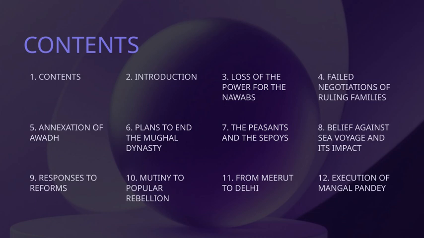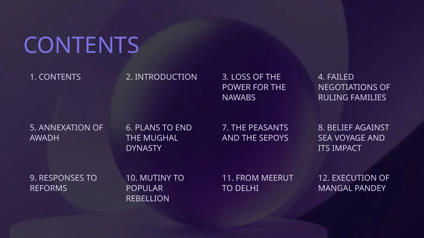The slide also covers the responses to reforms, showing how different groups reacted to the changing policies. We will explore the relationship between peasants and sepoys, emphasizing the social and military aspects of the unrest. From there, we move to the transition from mutiny to a broader popular rebellion, marking a turning point in the resistance against colonial rule. The section on belief against sea voyages and its impact highlights cultural and psychological factors influencing the uprising. Finally, we will discuss the execution of Mangal Pandey, a key figure whose actions sparked significant events.